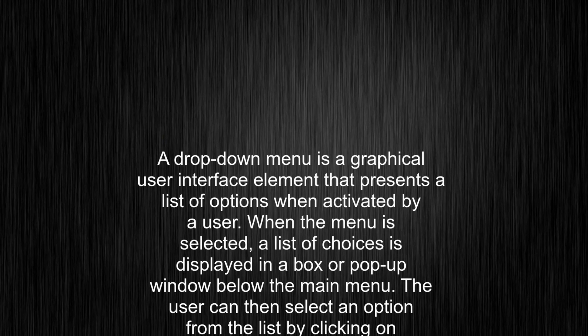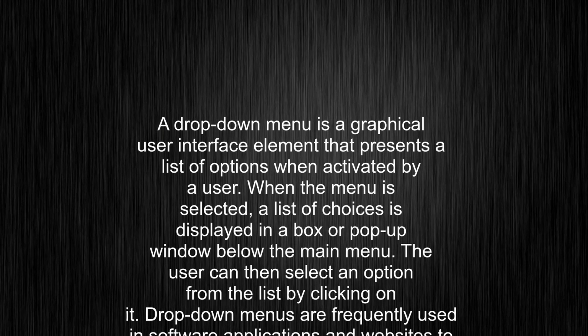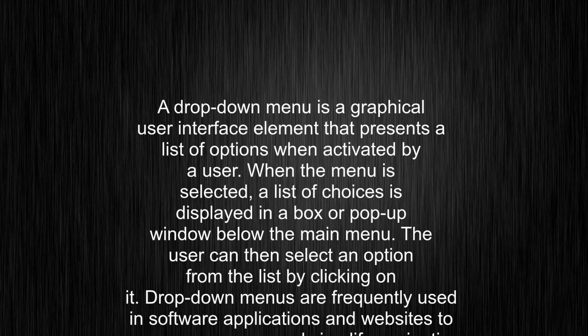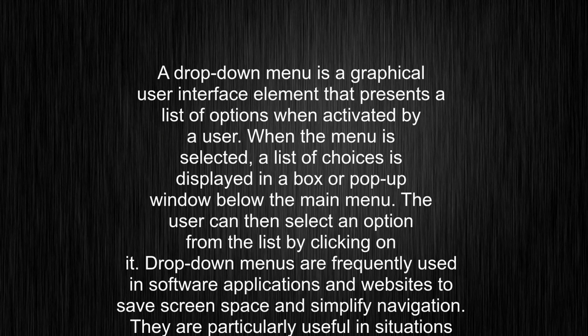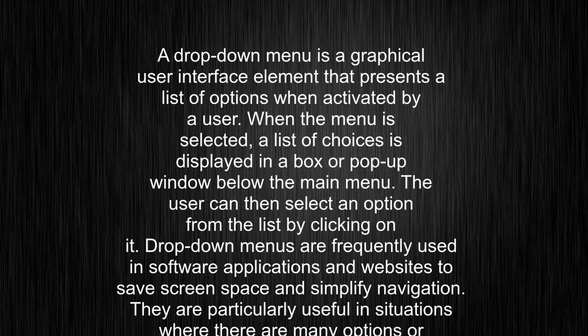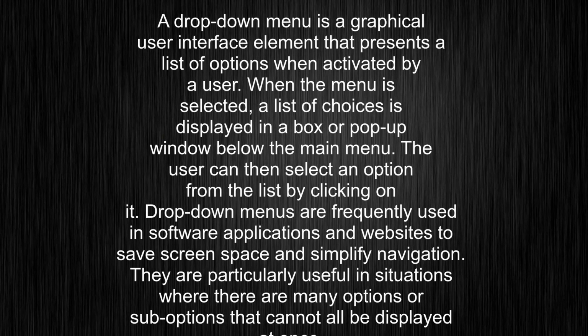A drop-down menu is a graphical user interface element that presents a list of options when activated by a user. When the menu is selected, a list of choices is displayed in a box or pop-up window below the main menu. The user can then select an option from the list by clicking on it.